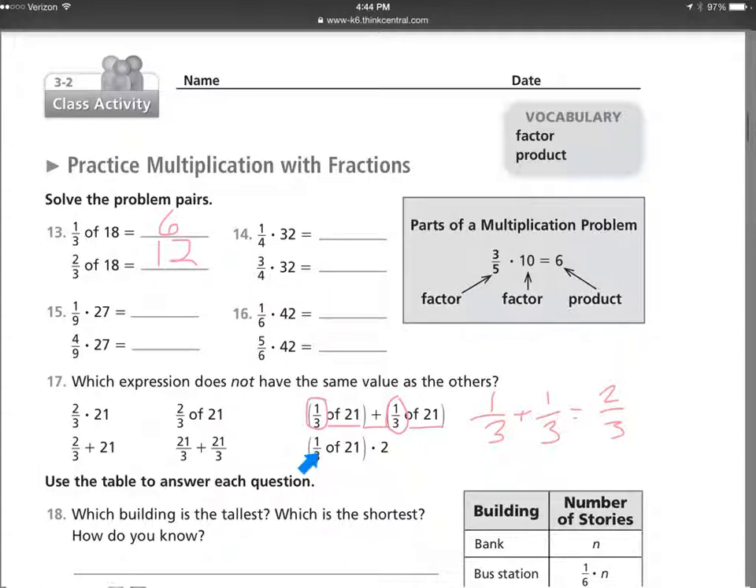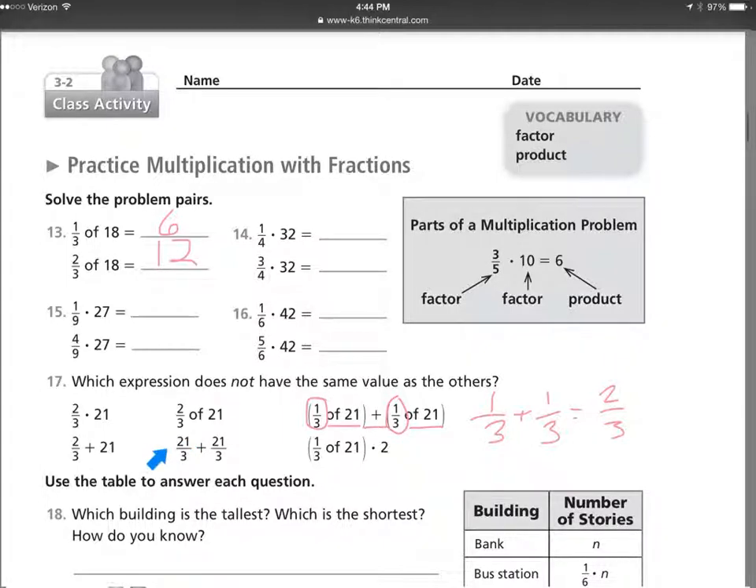Just below that problem, we have 1/3 of 21, or 1/3 times 21, and then multiply that times 2, which is essentially the same as well. The reason why, again, is because we're taking the product of 1/3 and 21 and just doubling it. And that's what they're doing over here as well. They're taking 1/3 and doubling it, turning it into 2/3, and then multiplying it by 21. Whether or not you double it first and multiply by 21, or use unit fractions and then double it, will still yield you the same answer.